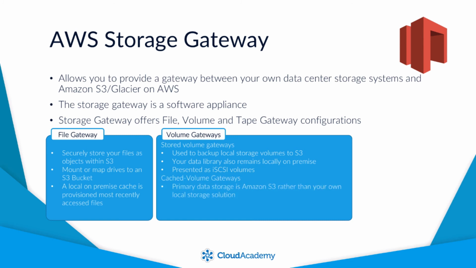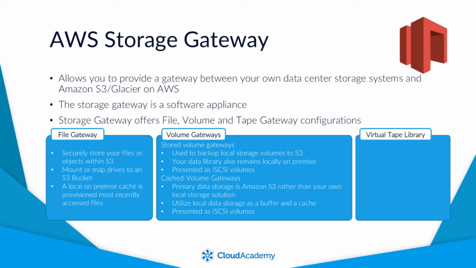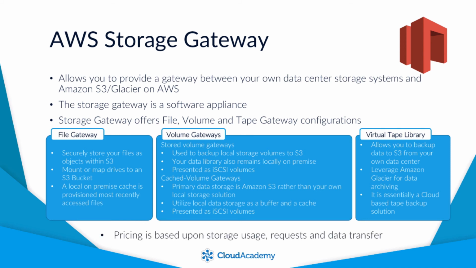Cached volume gateways: here the primary data storage is actually Amazon S3 rather than your own local storage solution. And cached volume gateways utilize your local data storage as a buffer and a cache for recently accessed data. And these are also presented as iSCSI volumes. Lastly, virtual tape libraries. These allow you to back up data to S3 from your own corporate data center and leverage Amazon Glacier for data archiving. The virtual tape library is essentially a cloud-based tape backup solution, and the pricing for this service is based upon storage usage, requests, and data transfer.